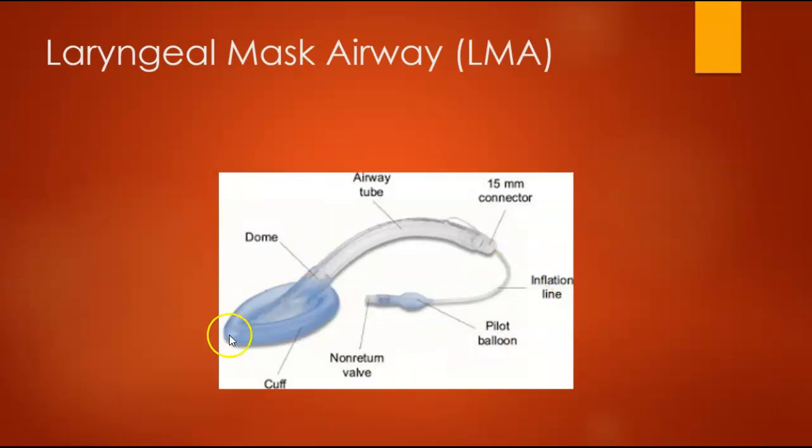Okay, so a couple pieces for this. There is usually a big, large cuff that helps seal this in the airway. There's a dome, air tube, this 15 millimeter adapter. Like I said, that's our universal adapter. You have an inflation line and a pilot balloon that connects to this cuff here. So that helps us inflate this cuff and seal off the airway.